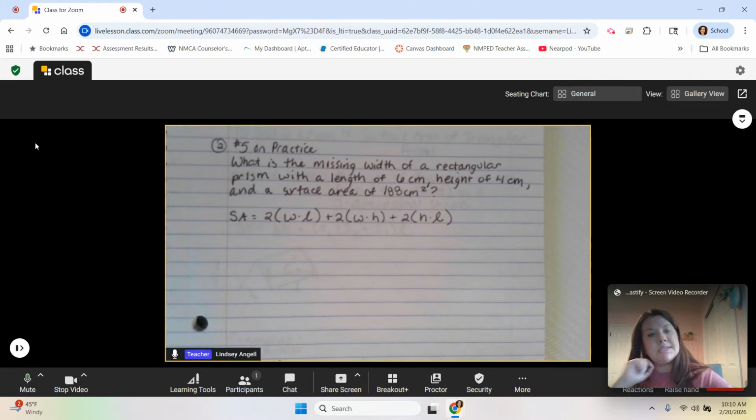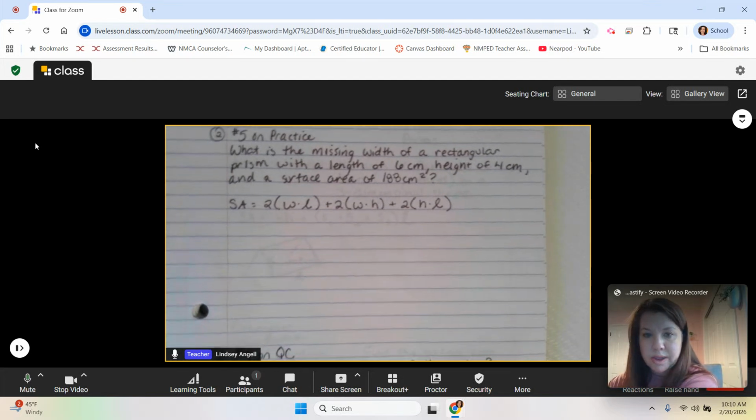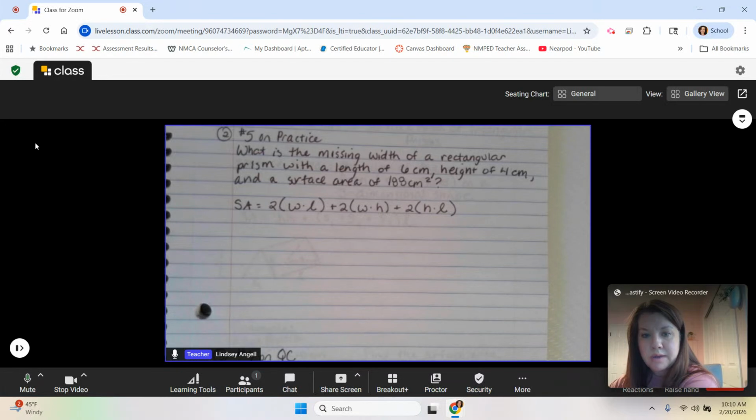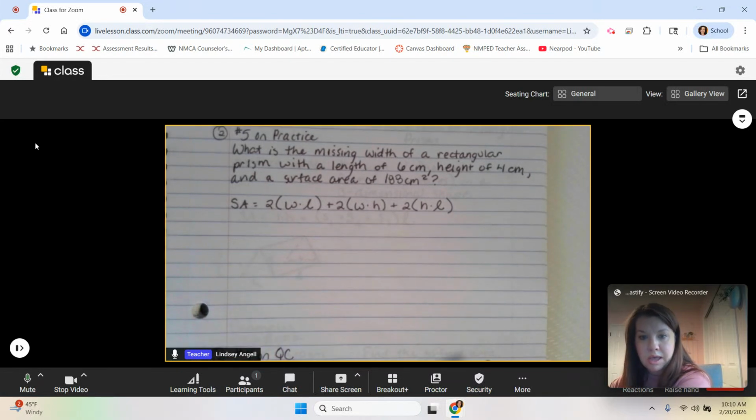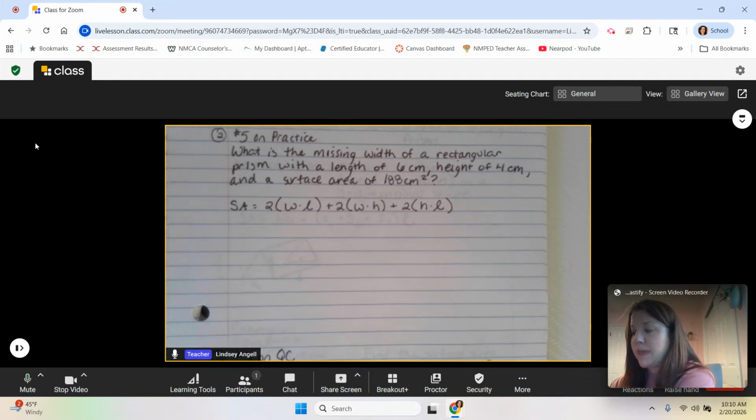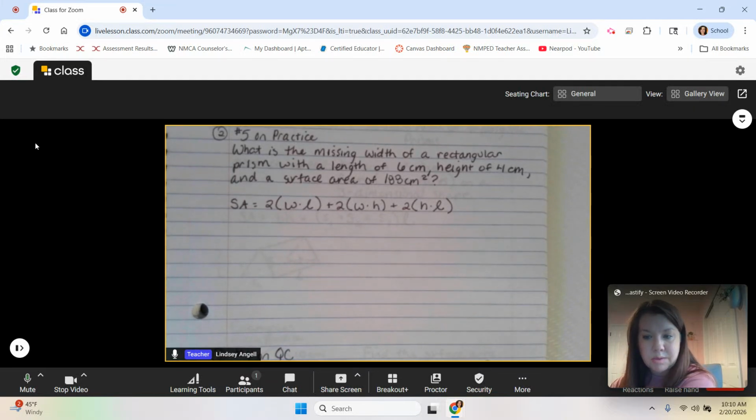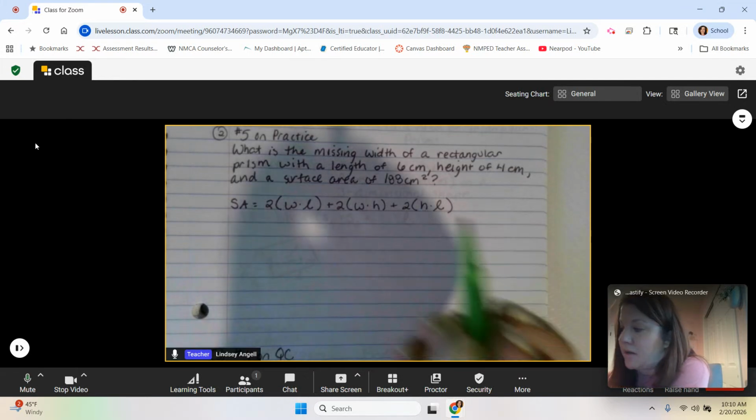All right, number 2. This is number 5 from your practice. What is the missing width of a rectangular prism with a length of 6 centimeters, height of 4 centimeters, and a surface area of 188 centimeters squared? So this time, we're kind of working backwards. We already know the area. We're searching for the width. But we can plug in everything else that we know and then solve from there.